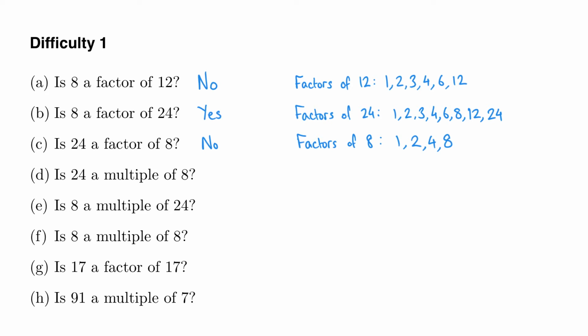Now, just notice in all of these examples, we've got the number 1 in our lists of factors. That's because 1 goes into every single positive whole number without leaving a remainder. So 1 is always going to be a factor of a number. Also notice that each number is a factor of itself. So 12 goes into itself once. 24 goes into itself once. 8 goes into itself once.